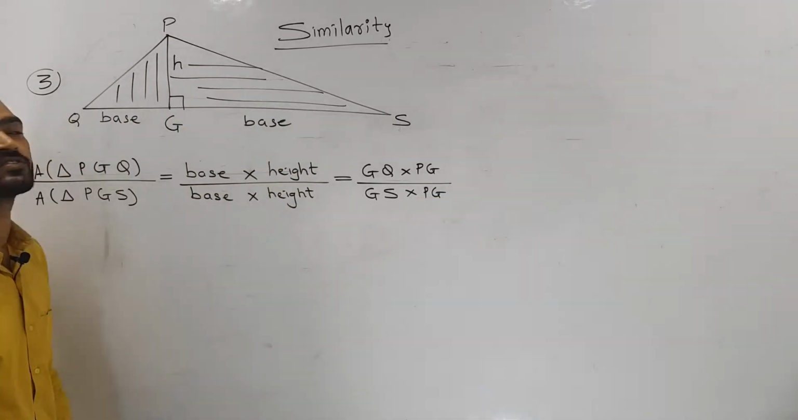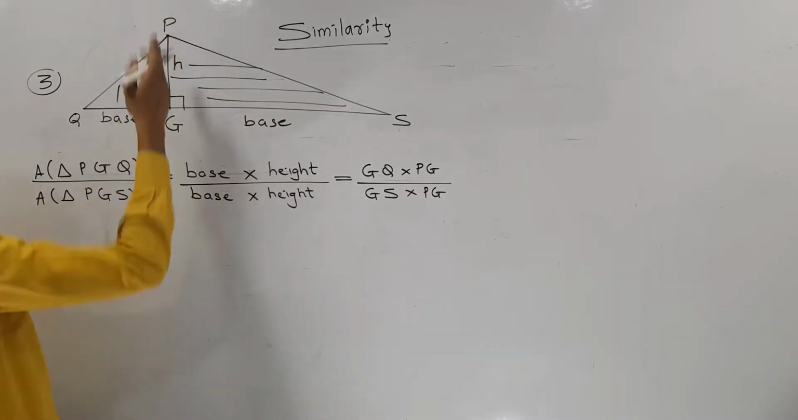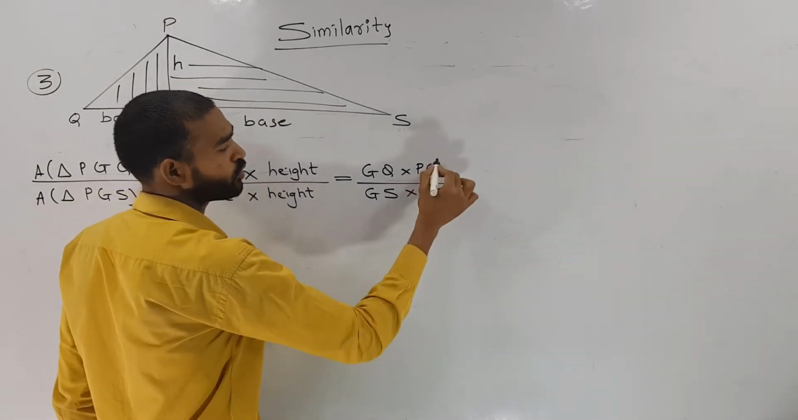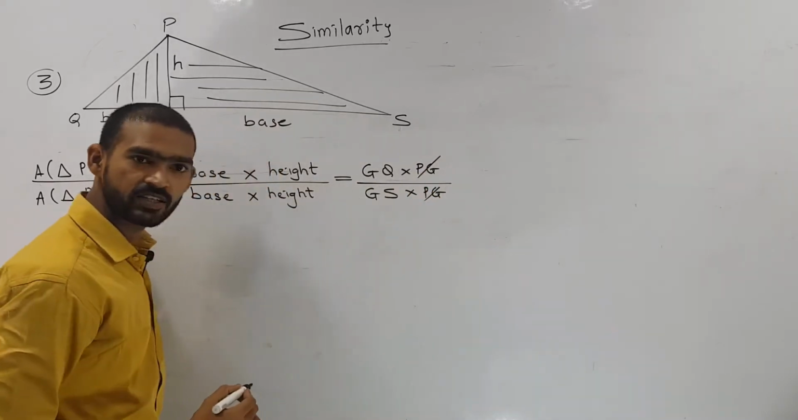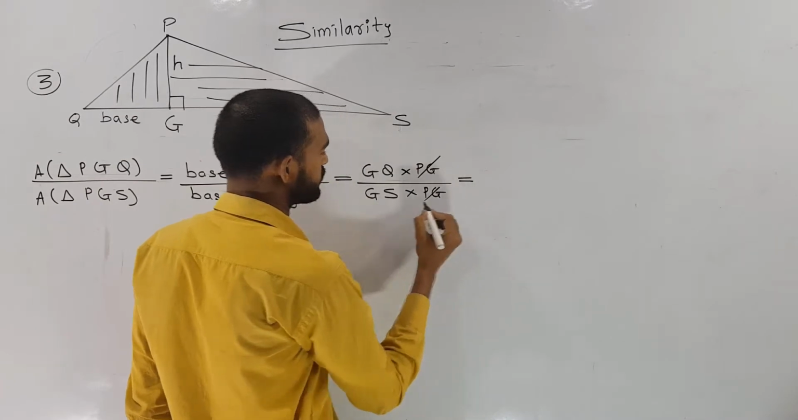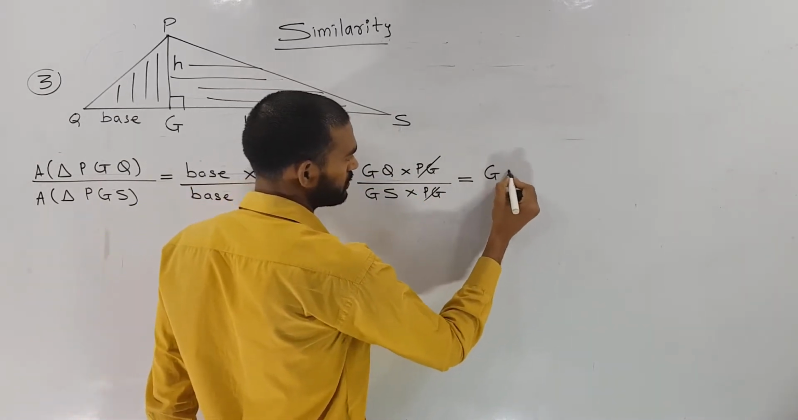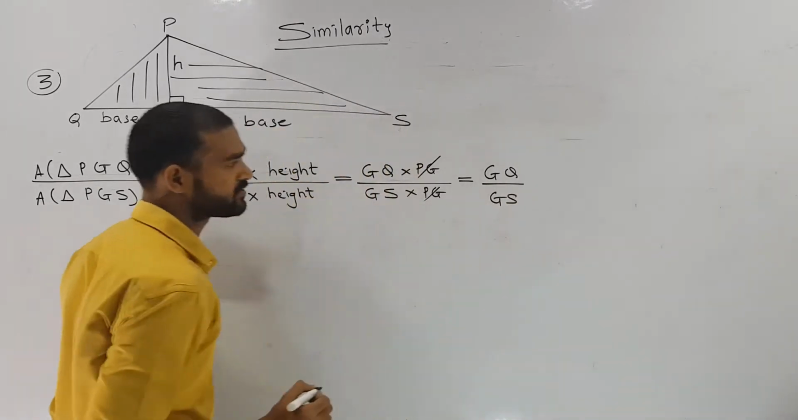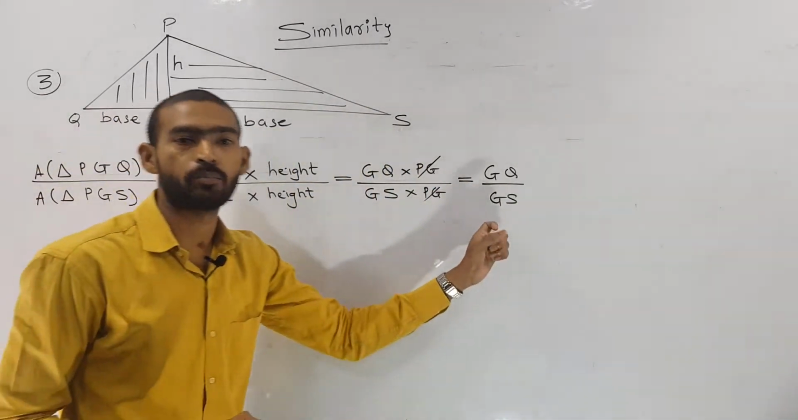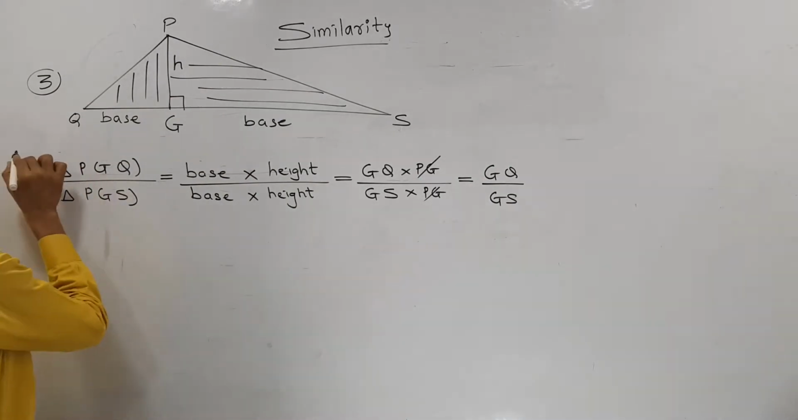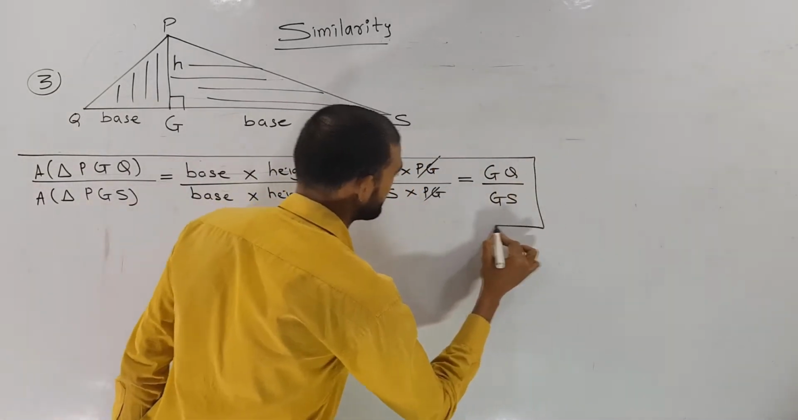So what we discussed: two triangles with common height. Here we can see both have the same height, so PG will get cancelled. Height gets cancelled. Now what are we left with? We are left with GQ upon GS. What are these two? These two are the bases of the two triangles.